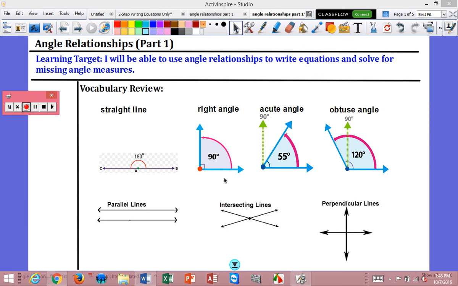Hey everyone! Alright, today's video is going to be over angle relationships. Your learning target: I will be able to use angle relationships to write equations and solve for missing angle measures.